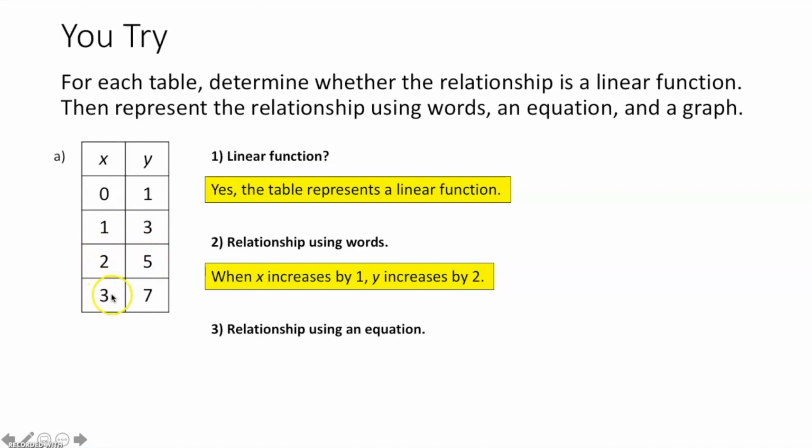Okay. 3 times 2 is 6. Plus 1 is 7. So I think we found it. We got y equals, and then we're going to multiply x by 2, so it's going to be 2 times x, and then we're going to add 1, and that will give you the y values.